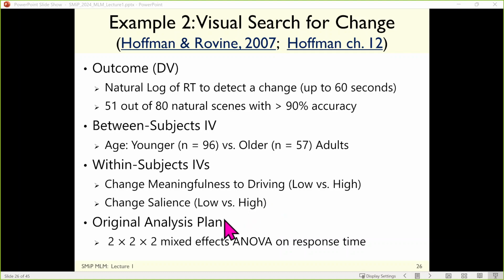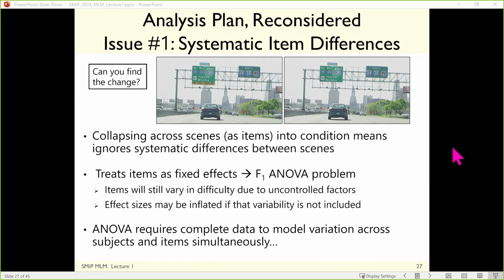And the way that my advisor had pitched this to me when he helped design the study was as a 2 by 2 by 2 mixed effects ANOVA, where I had a between subjects manipulation and 2 within subjects manipulations predicting response time. Okay, well, first problem is differences between scenes.